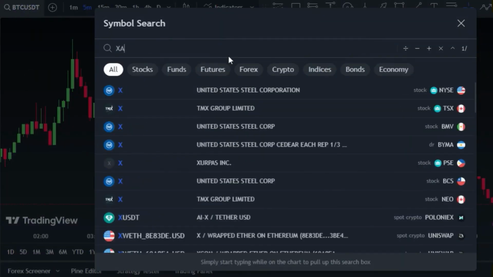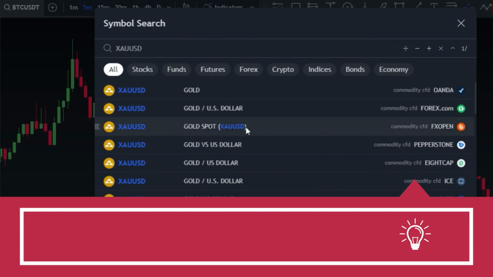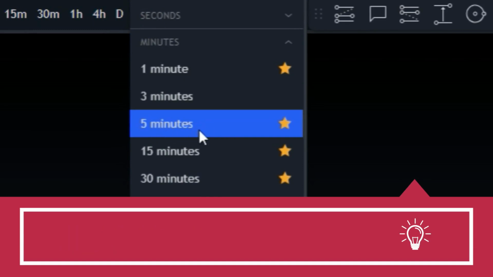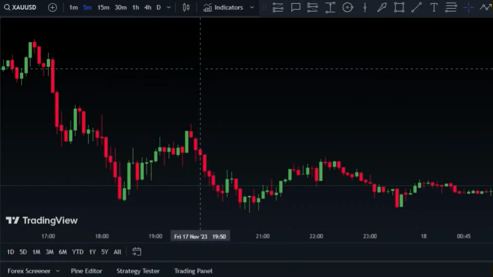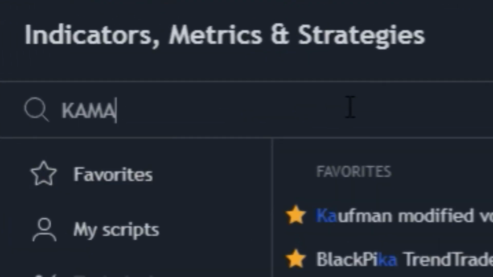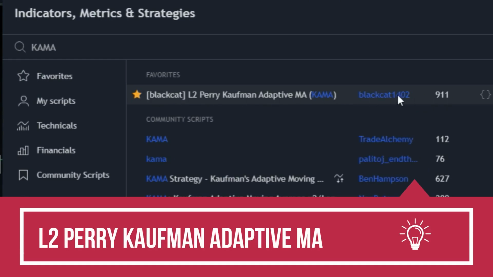So open up the gold chart on the TradingView website. Now select the 5-minute time frame. Next, head over to the indicator section on the TradingView website, search for the comma, and add the L2 Perry Kaufman Adaptive MA indicator to your gold chart.